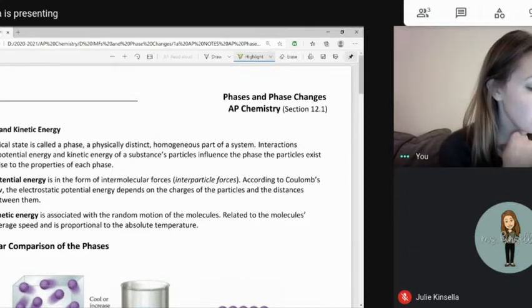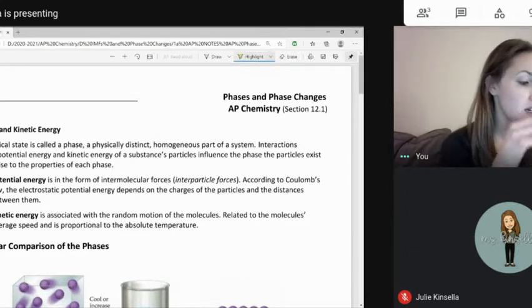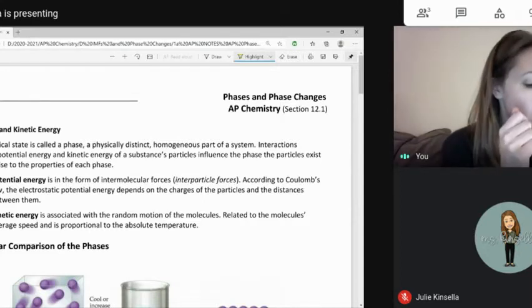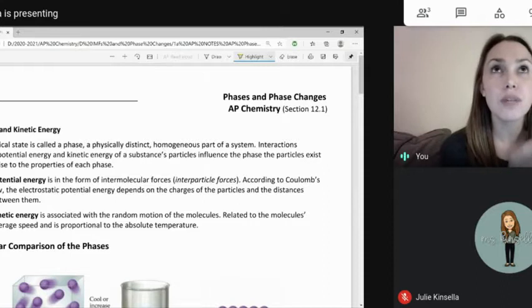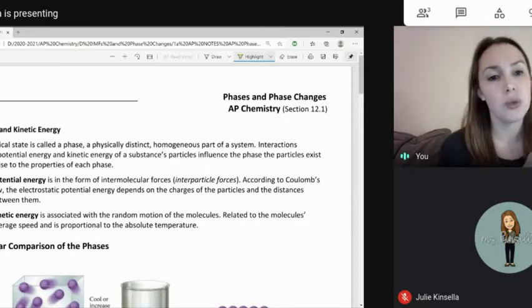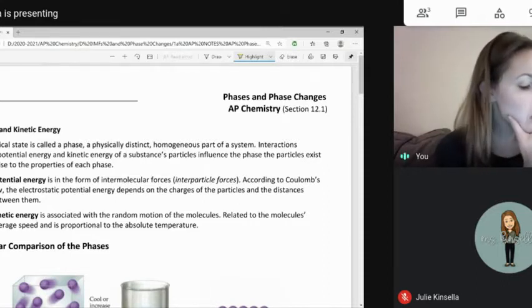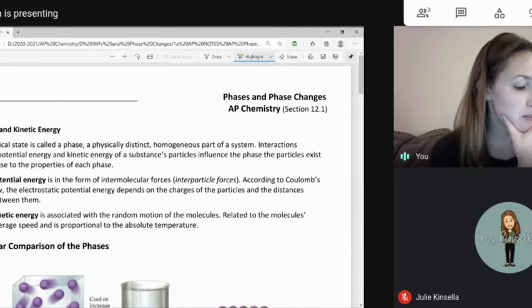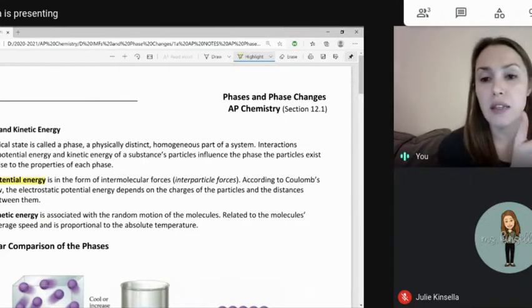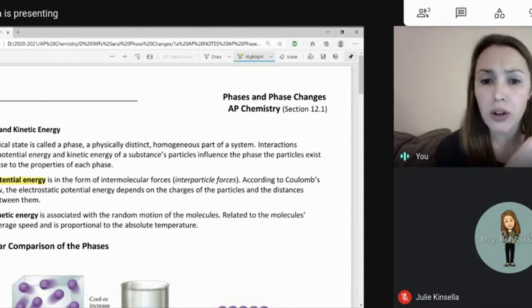So a physical state called a phase is a distinct homogeneous part of a system. So we're talking about solids, liquids, and gases. The relationship between potential and kinetic energy is going to influence the phase that those particles are going to be in. One thing we're going to see is that potential energy is really going to be in the form of our intermolecular forces of attraction between particles.